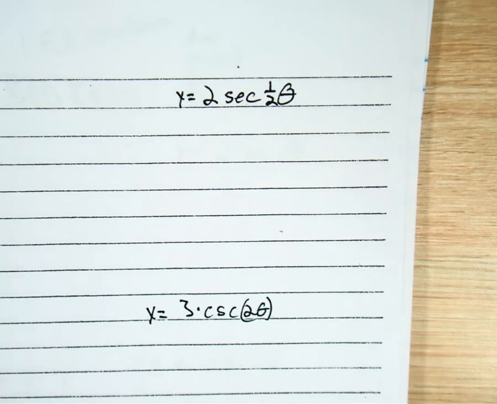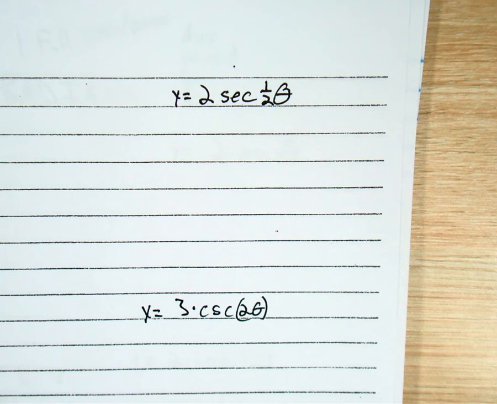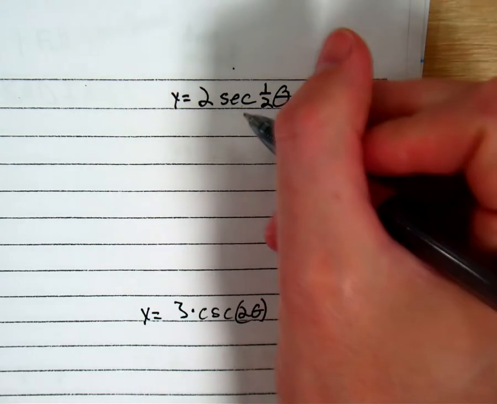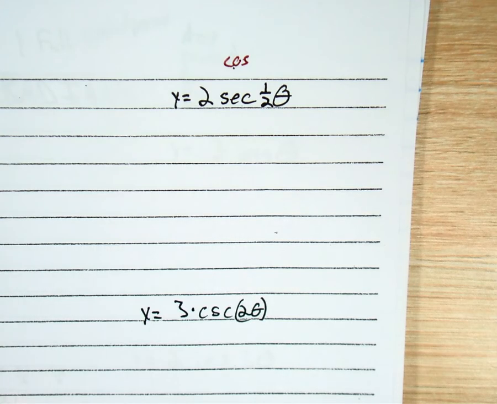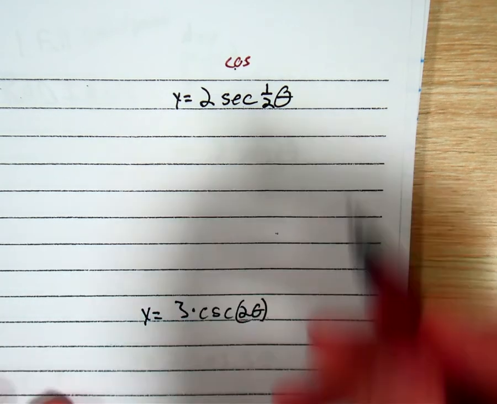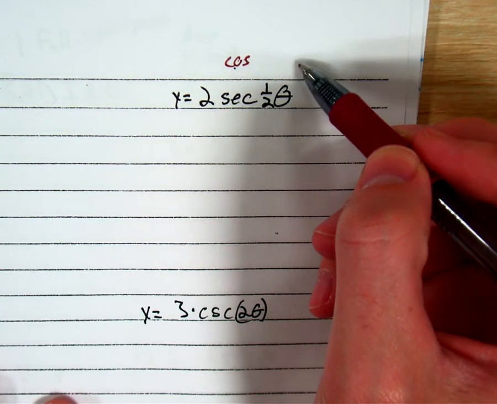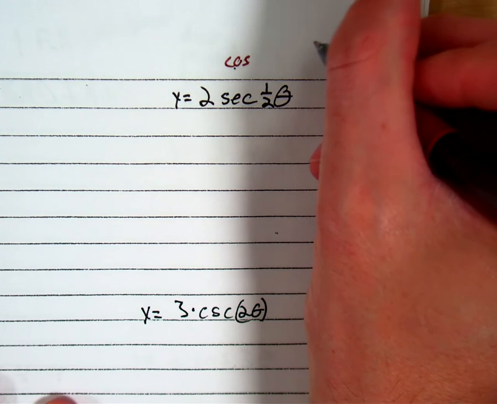Let's do 2 times secant of half theta, okay? So secant starts with an S, which means its partner starts with a C. So this is really going to be partnered with cosine. So these have a normal period of 2 pi.